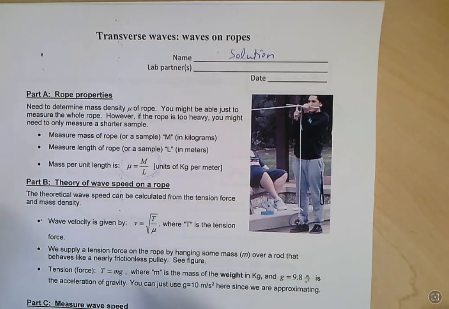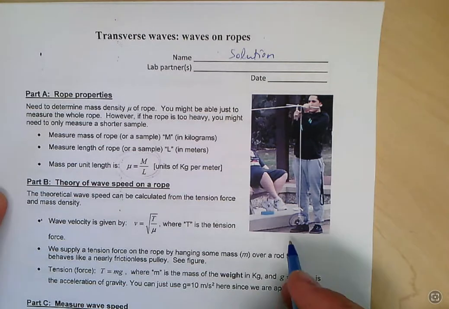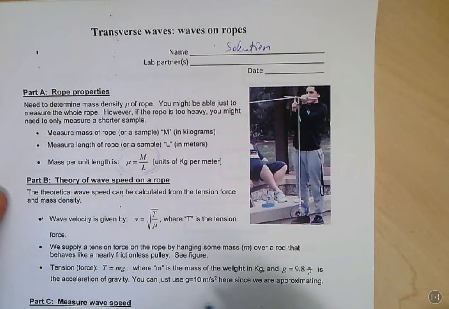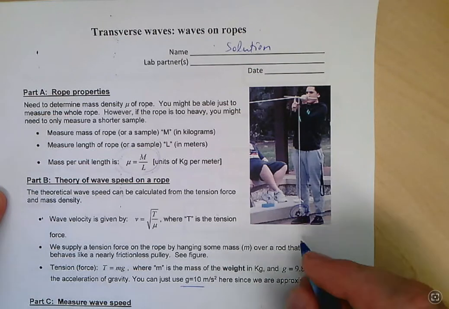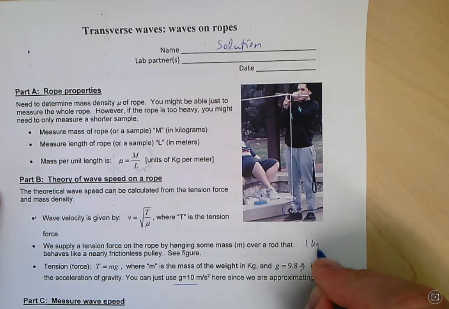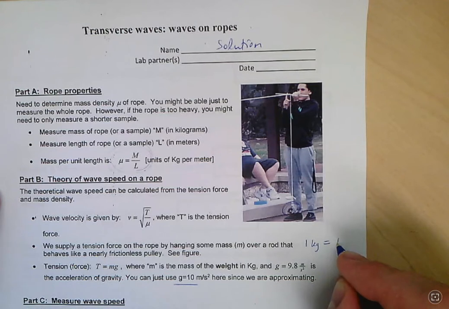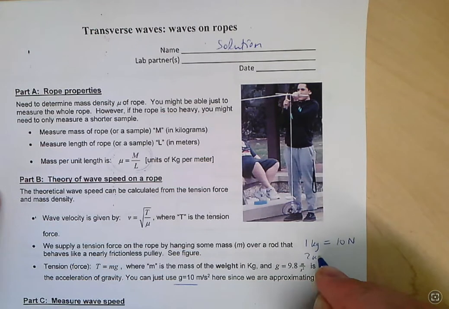That can be calculated by taking the mass of this weight and multiplying by essentially 10. You can see that down here. We'll just use g equals 10. So for example, a 1 kilogram weight would be equal to 10 newtons. A 2 kilogram weight would be equal to 20 newtons, and so on. If we had half a kilogram, 5 newtons.